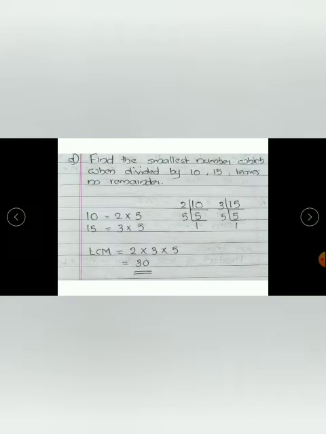So how we'll find the LCM? 10, 15 again by prime factorization method. We are prime factorizing 10 and 15. What is the prime factorization of 10? 2 into 5. What is the prime factorization of 15? 3 into 5. We are finding here LCM. That means both common and non-common factors we want. So what is it? Common factor is 5. Non-common factors are 2 and 3. So 2 into 3 into 5 is what? 30. So what is the LCM? 30. So the smallest number which when divided by 10 and 15 leaves no remainder is what? 30. Understood?